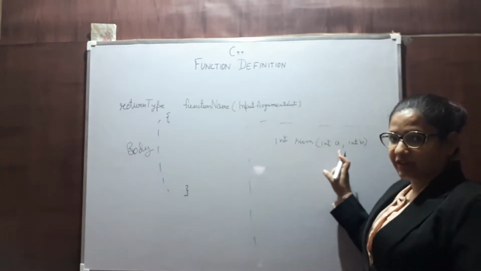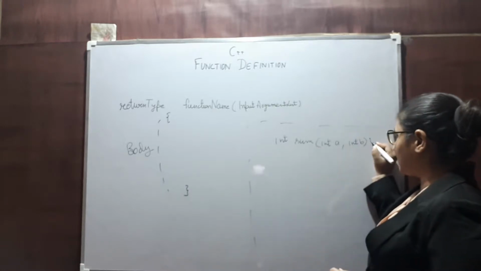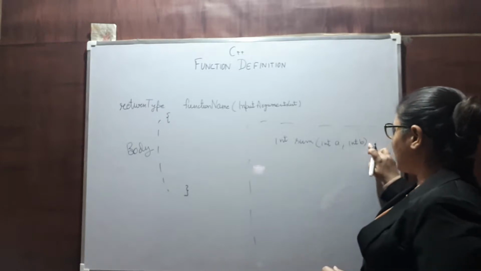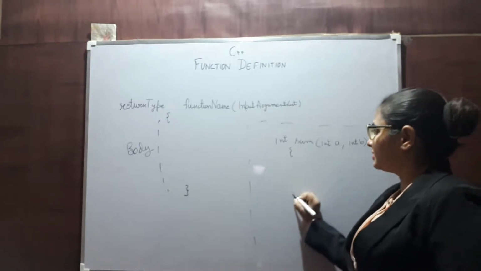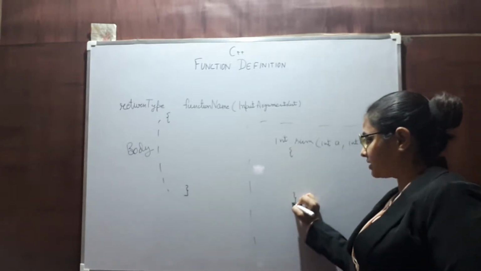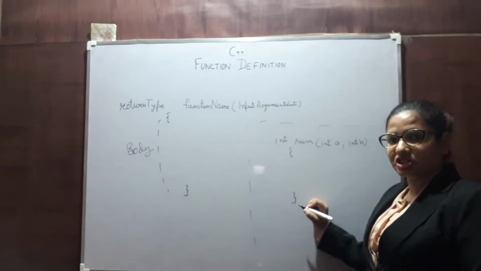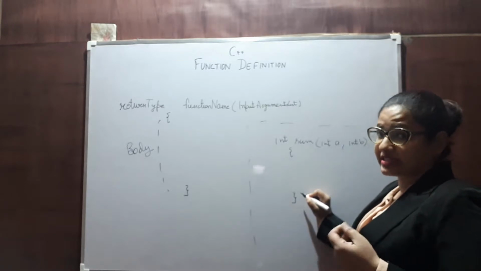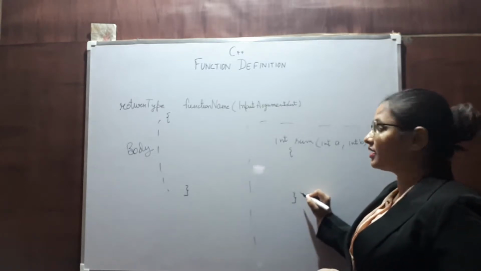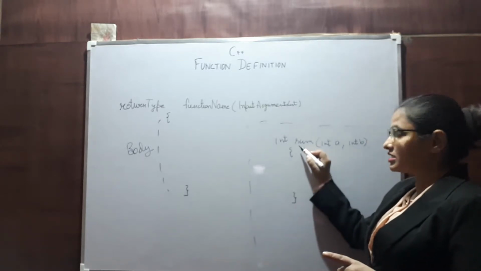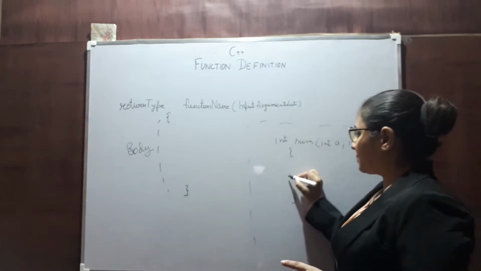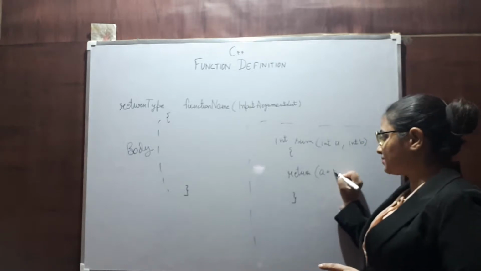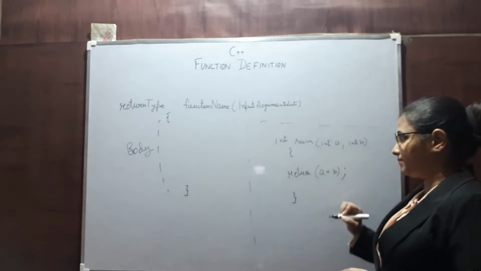So this is our function prototype because I am ending this by semicolon. If I remove semicolon and insert curly bracket opening and closing, then this is your function definition. Here I can include statement to be executed when anyone calls this function. Fine. So I am writing return a plus b and semicolon.